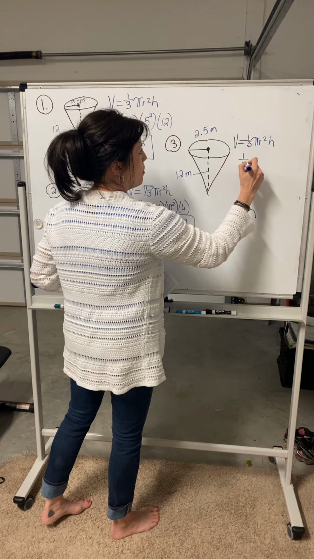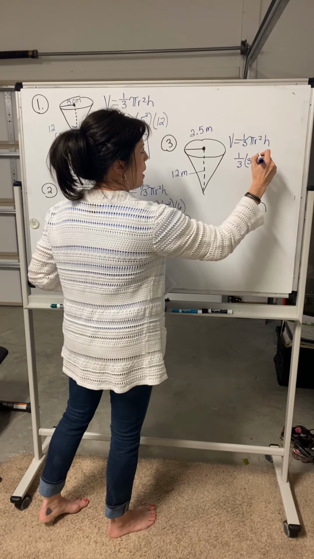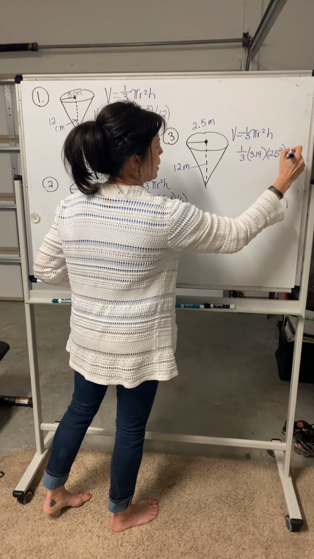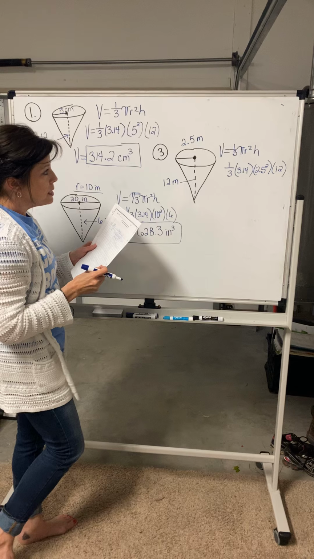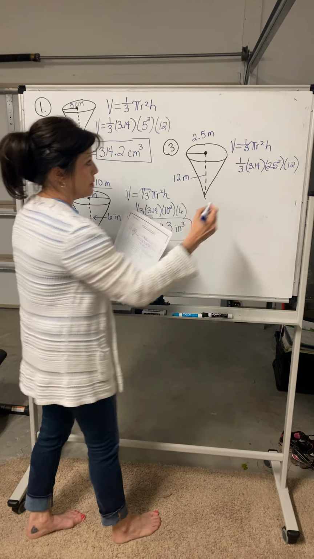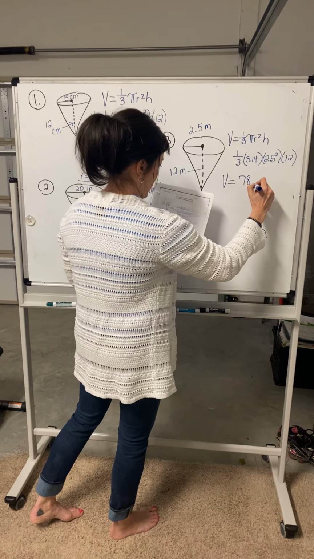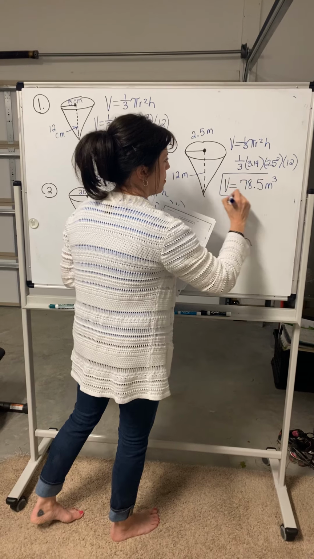For this example, it's going to be 1/3 times pi. My radius is 2.5, so I'm going to do 2.5 squared, and my height is 12. Take a second, make sure you have all the numbers the way they need to be. When you do 1/3 times 3.14 times 2.5 squared times 12, you should get a product of 78.5, and that is meters to the 3rd power.